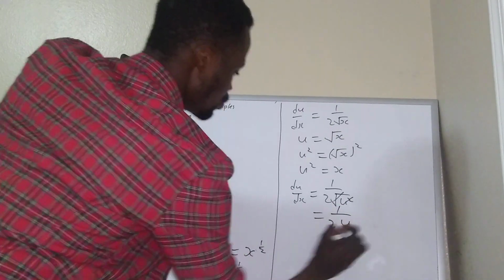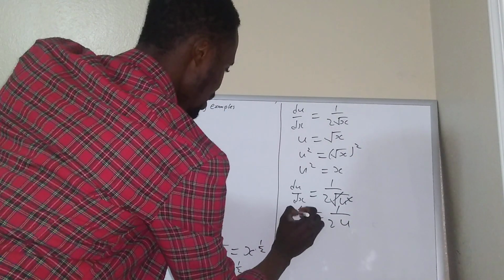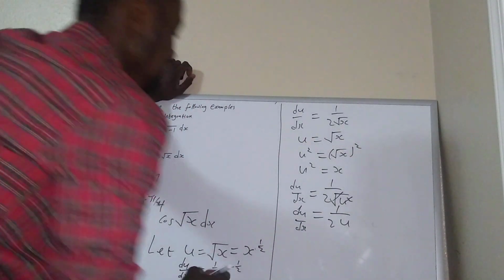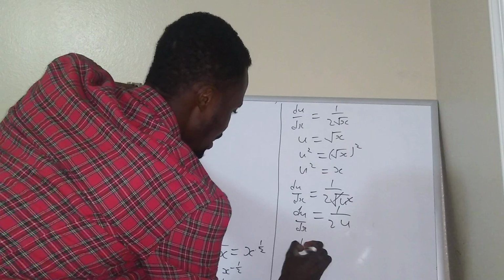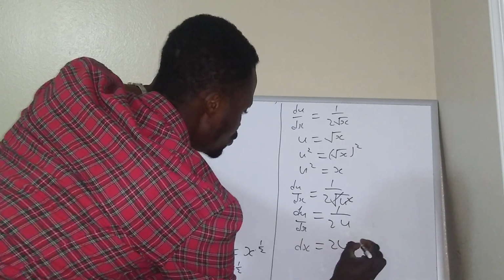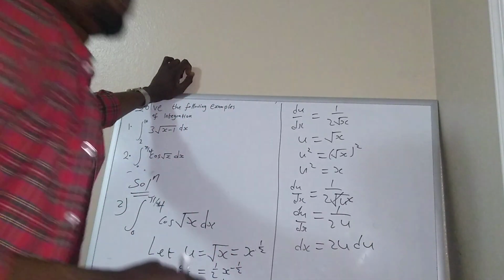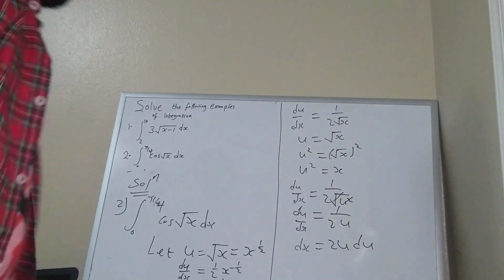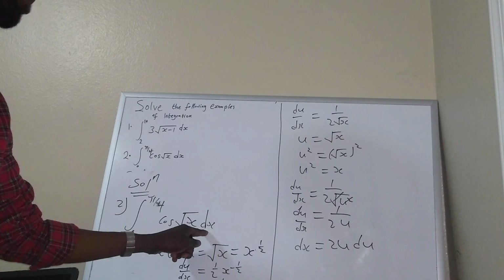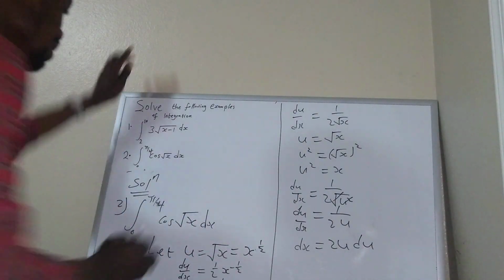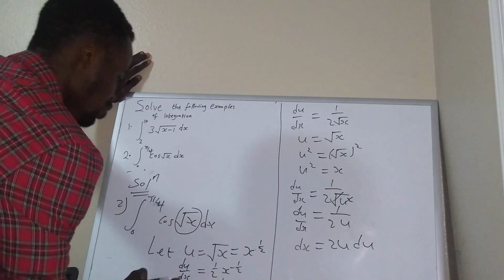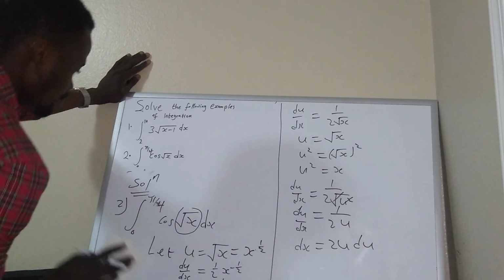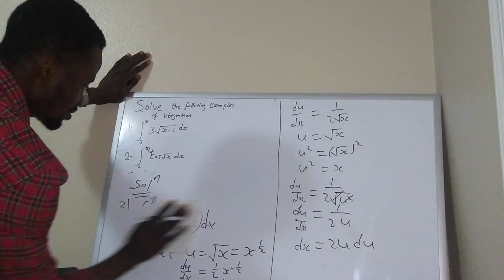So from here, our du/dx, we can make dx the subject. If we make dx the subject, we get dx equal to 2u du. So now we have our dx. In place of this, we can put in dx, and in place of this whole thing, we can put in u, because we started by saying that our u is equal to this. Okay, so let's bring this one away.